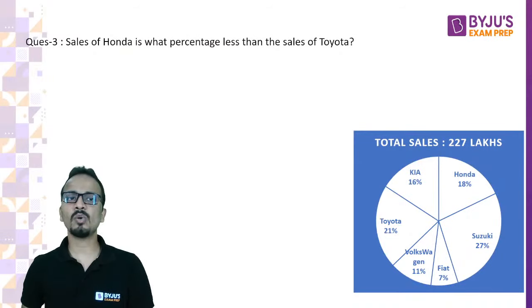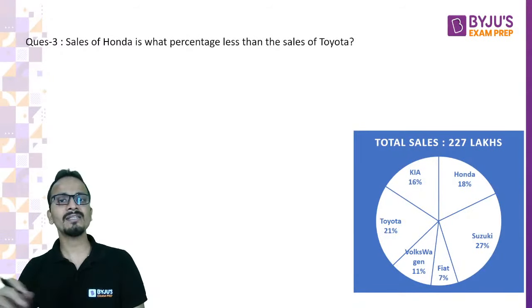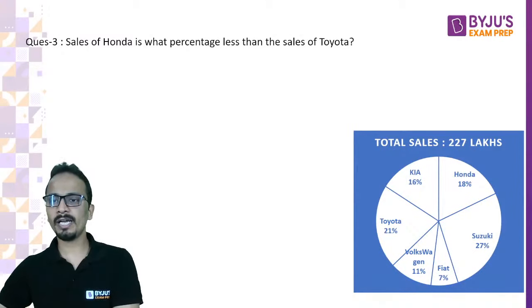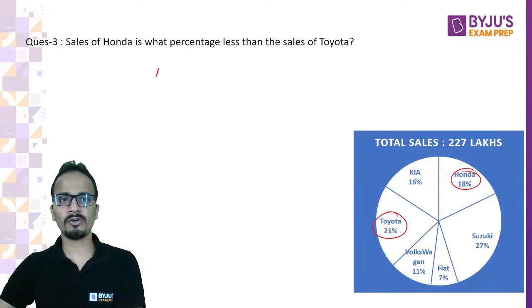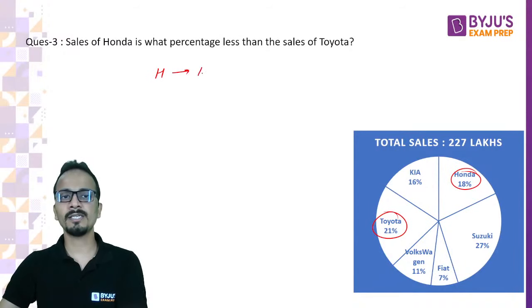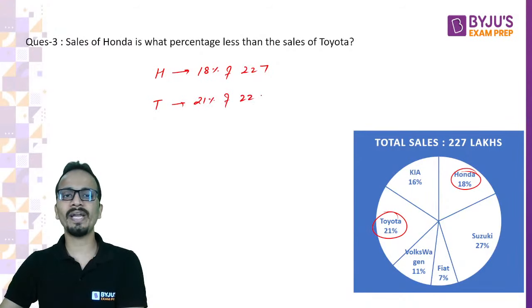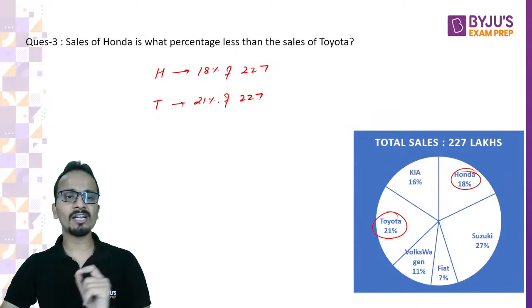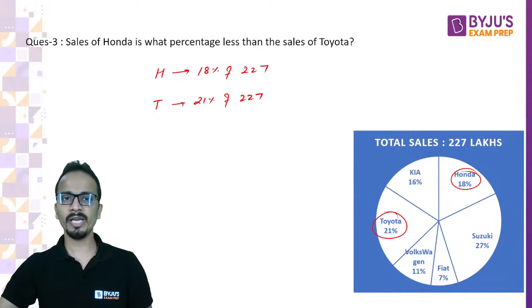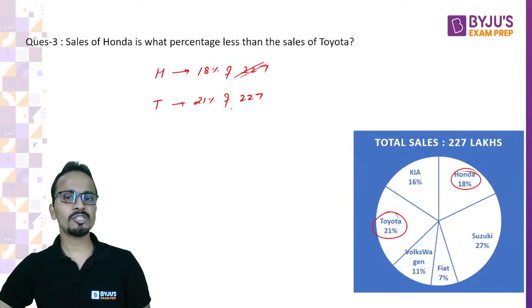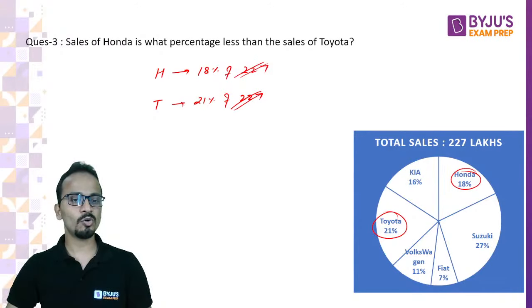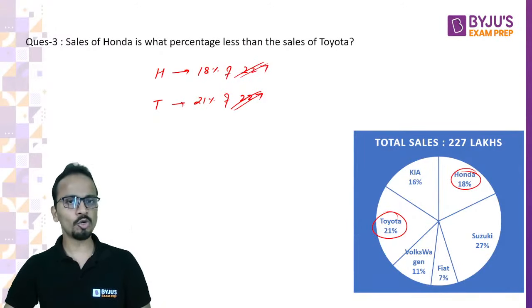Sales of Honda is what percentage less than the sales of Toyota? Now Honda is 18 and Toyota is 21. So I'll write both these values. Honda is 18% of total, 227. Toyota is 21% of 227. Now again, you don't have to calculate the exact values for Honda and Toyota. They have the same base, so this particular thing will definitely get cancelled while doing the calculations. I'll show you the calculations.